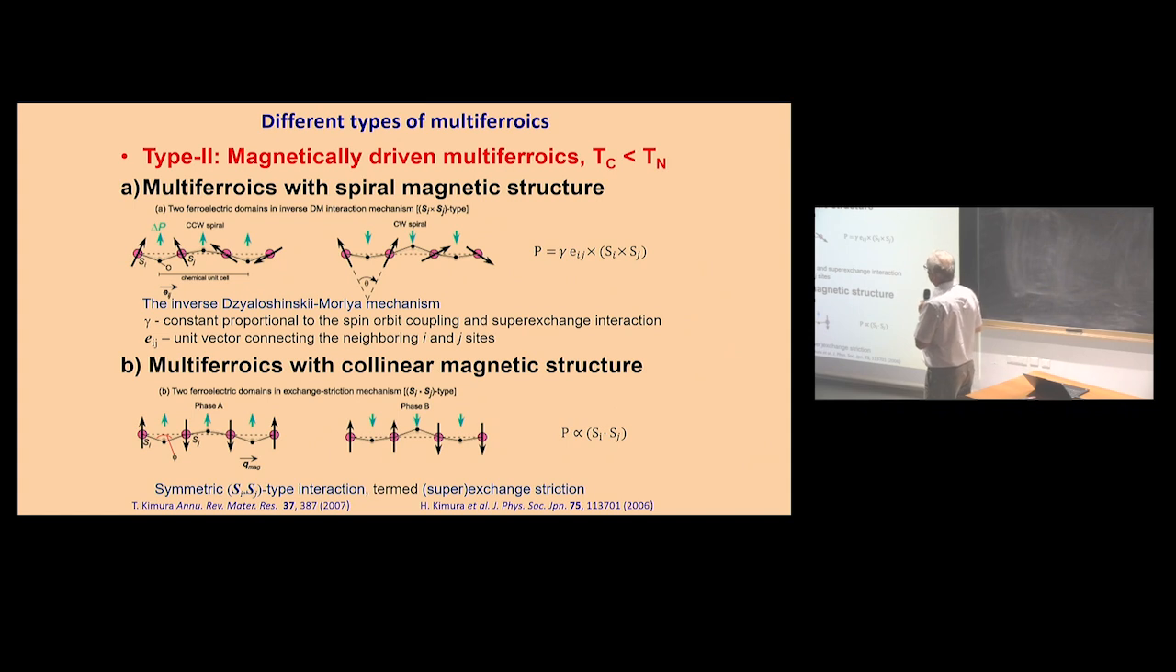In the case of type 2 multiferroics, you have first magnetic phase transition, and then due to spin coupling, for example, if you have non-parallel spins, you can have this inverse Dzyaloshinskii-Moriya interaction, which is responsible for creation of polarization. In the case of collinear magnetic structure, there is just exchange striction, which produces polarization. In this case, the polarization can be much higher than in this case.